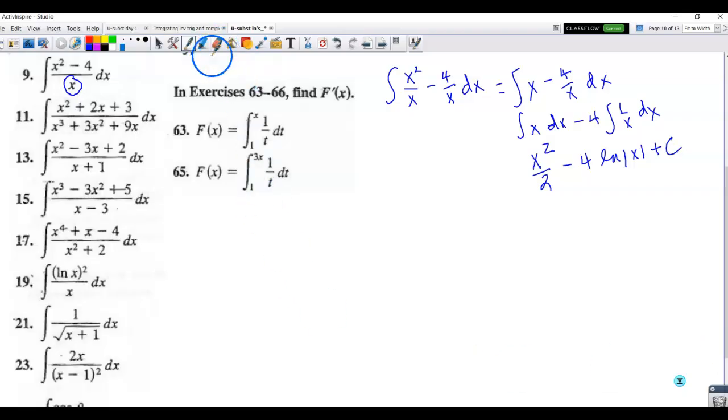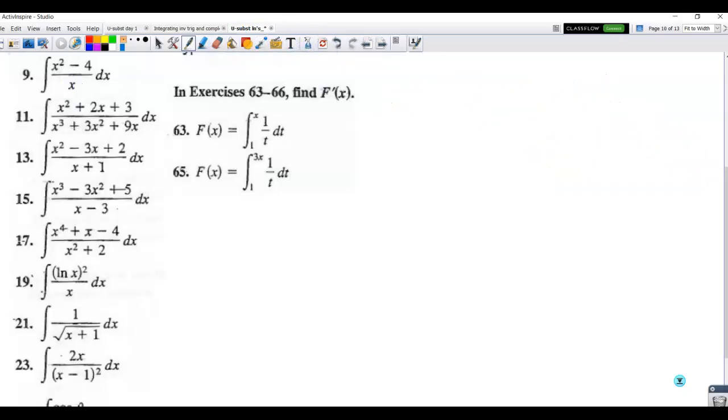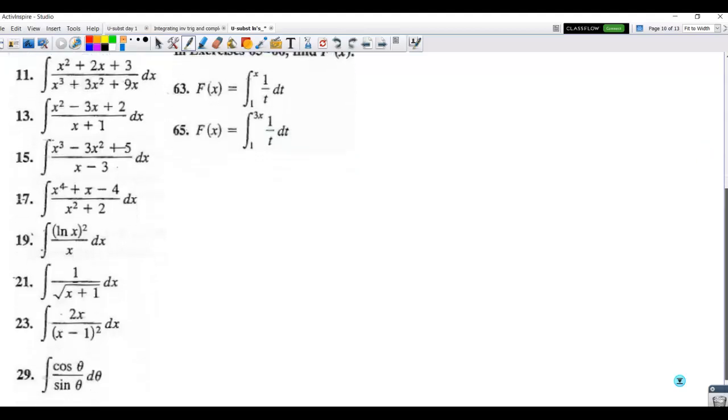So in number 9, keep in mind, we're looking for strategies. You have to examine each problem and make a good decision about what is the best way to pursue this particular problem. In number 11, I'm looking carefully at my numerator and denominator. My numerator power is 2. My denominator degree, I should say, is 3. So I have a larger power in the denominator.